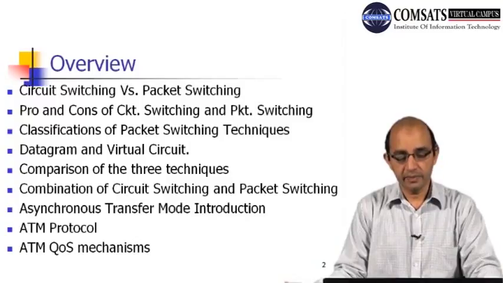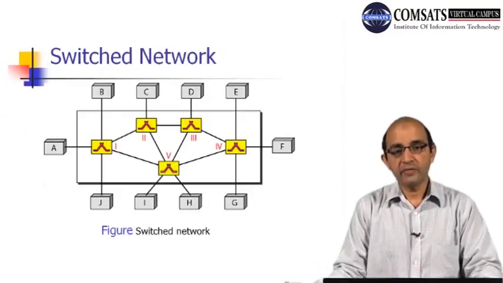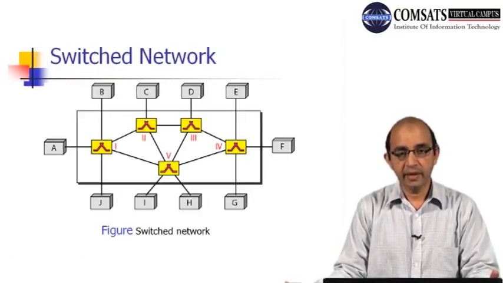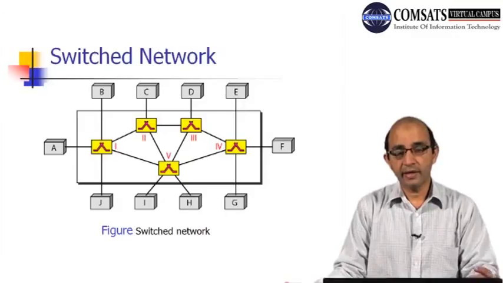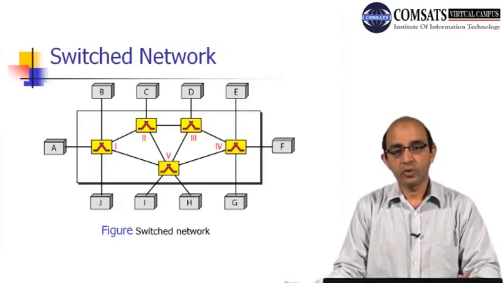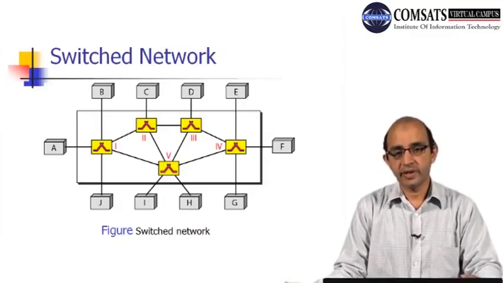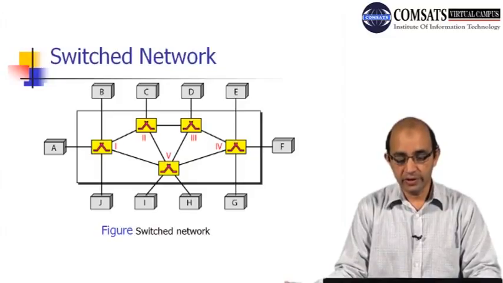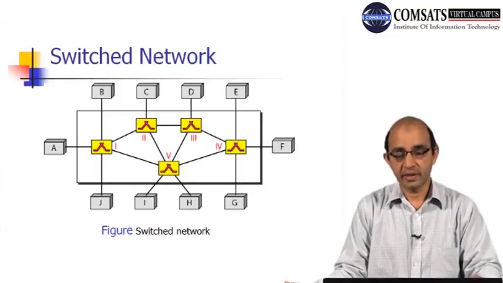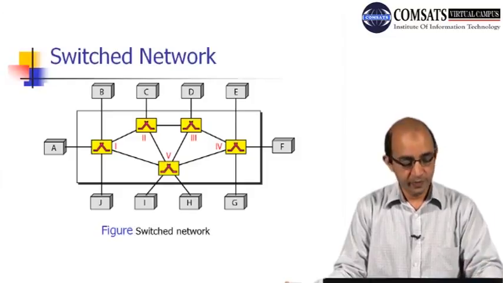offered by ATM. So here we have a switching network, and you can see that we have different nodes, and at the core or at the center we have different switches. So all the nodes at the edges or at the corners are connected by the switches that are present within the core of the network.